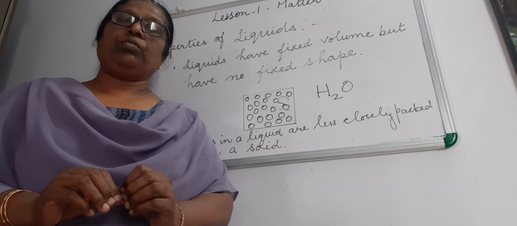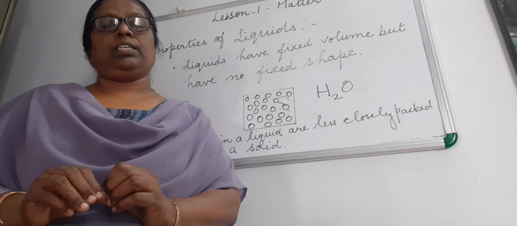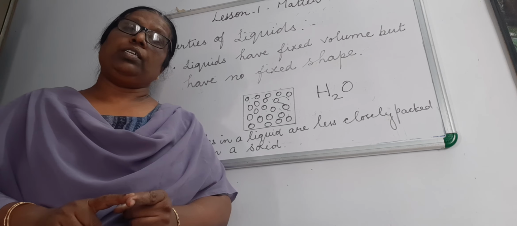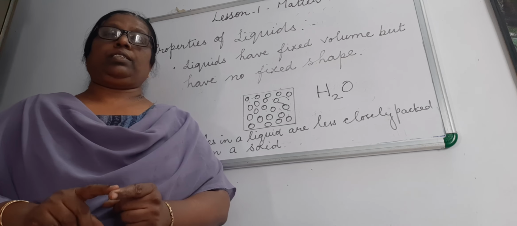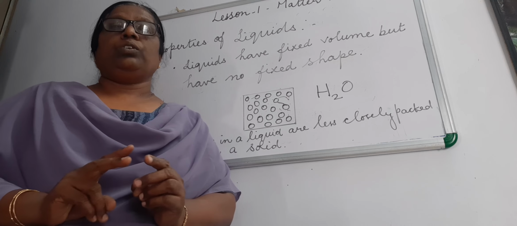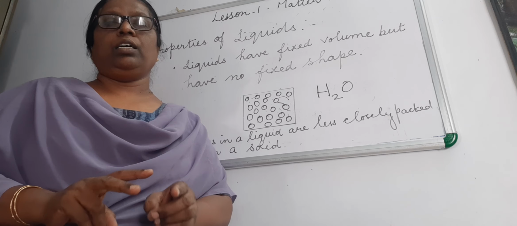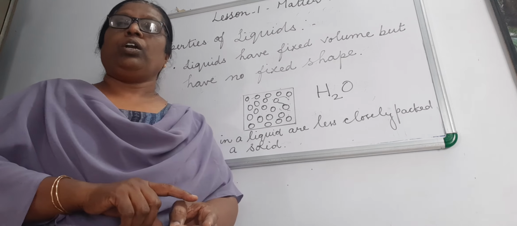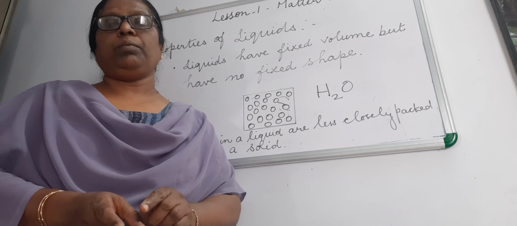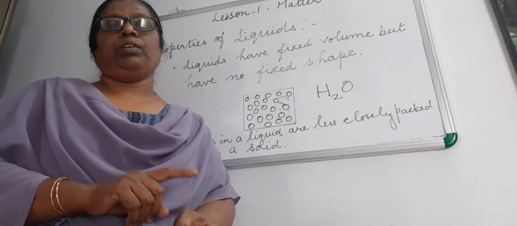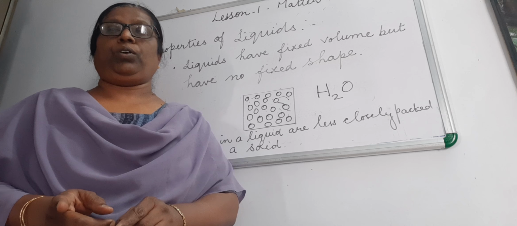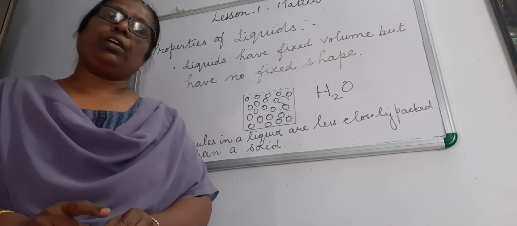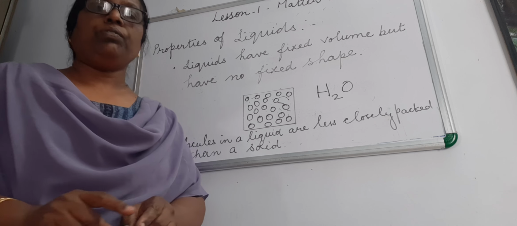The boiling point of water is 100 degrees Celsius. And in the last lesson we learned the freezing point of water is 0 degrees Celsius. These are the two things you should understand and learn: boiling point and freezing point. From a solid it goes to the melting point, and from a liquid it goes to the boiling point. So here we will stop. In the next class we will understand the properties of gases.